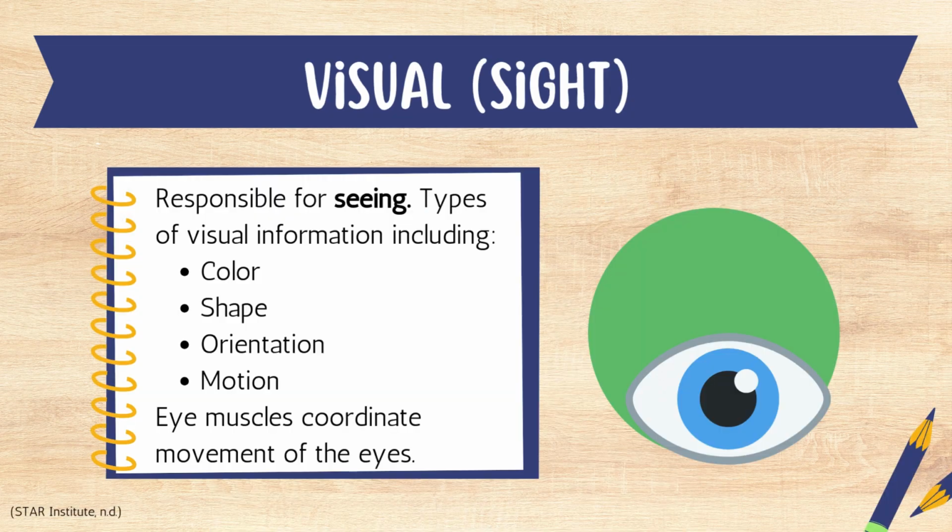Vision is actually the last of your senses to develop after birth, but once it is developed, it becomes your dominant sense. As you may expect, it is responsible for seeing. Visual input your brain receives and works really hard to make sense of includes color, shape, orientation, motion. Eye muscles coordinate the movement of the eyes during activities such as reading or when students have to look up and down from their paper to copy notes from the board.